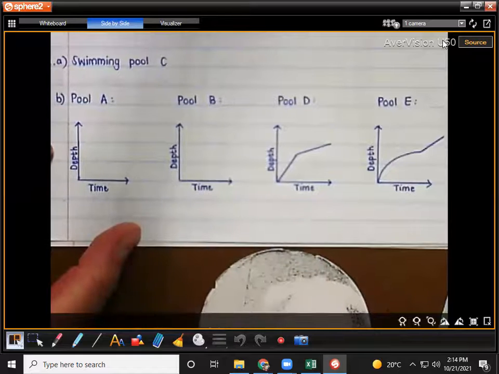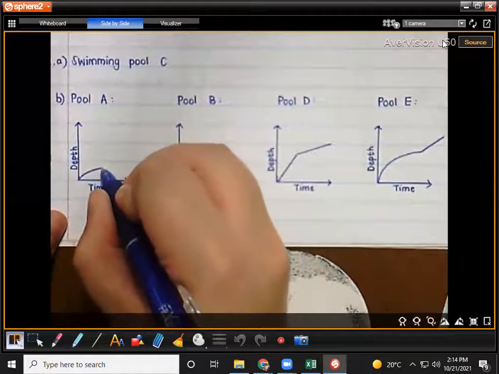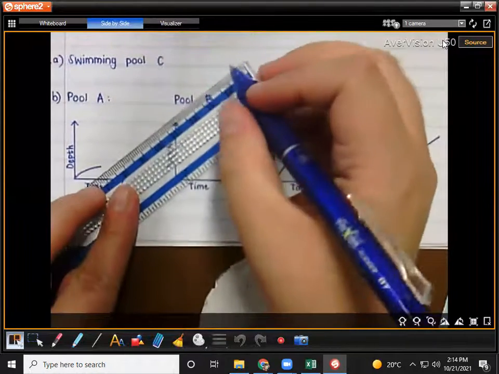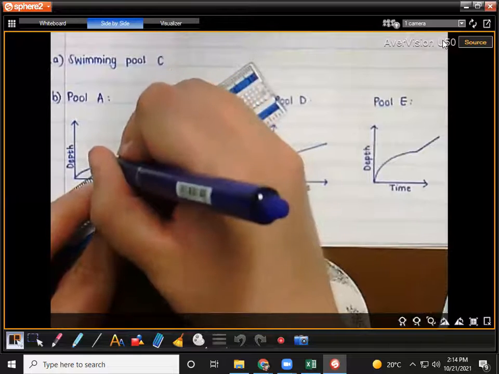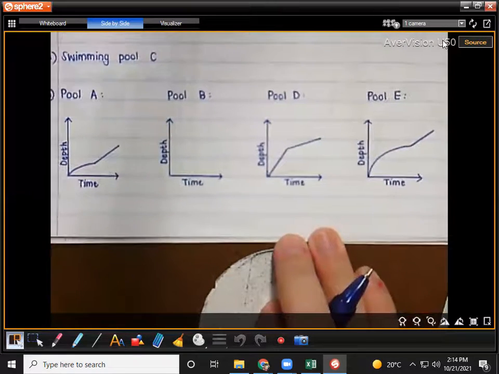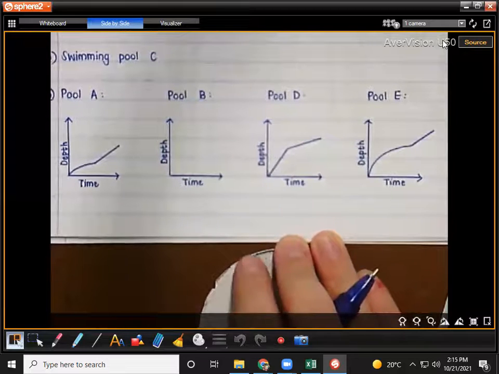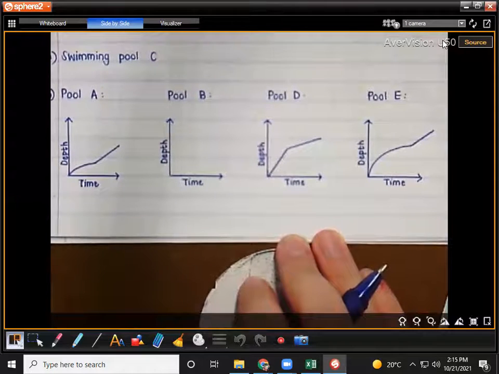And then what happens where we have the straight edges? We're going to have a straight line. Okay, so let's try that. And again, guys, these are rough graphs, so don't worry if it's not exactly the same as mine. But we do have to be able to tell that there is a difference between pool A and pool E. We can't have the same exact graph for the two because they are different.